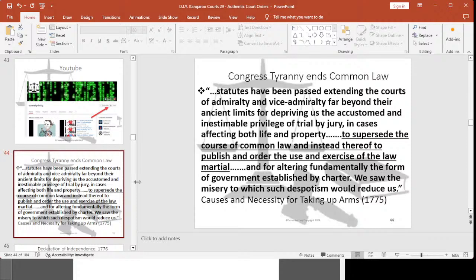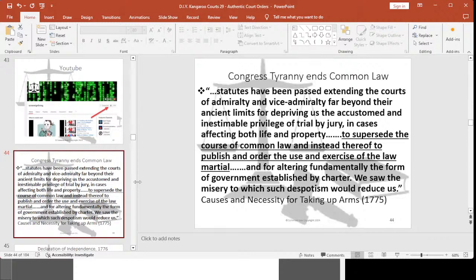This is the same thing that's been going on that precipitated the War of Independence. This is taken from the Causes and Necessity of Taking Up Arms, passed by the Continental Congress in 1775. It's about 4 pages, so this is some of it. Statutes have been passed extending the courts of admiralty and vice admiralty far beyond their ancient limits for depriving us of the accustomed estimable privilege of trial by jury in cases affecting both life and property, to supersede the course of common law, and instead thereof to publish and order the use and exercise of the law martial.